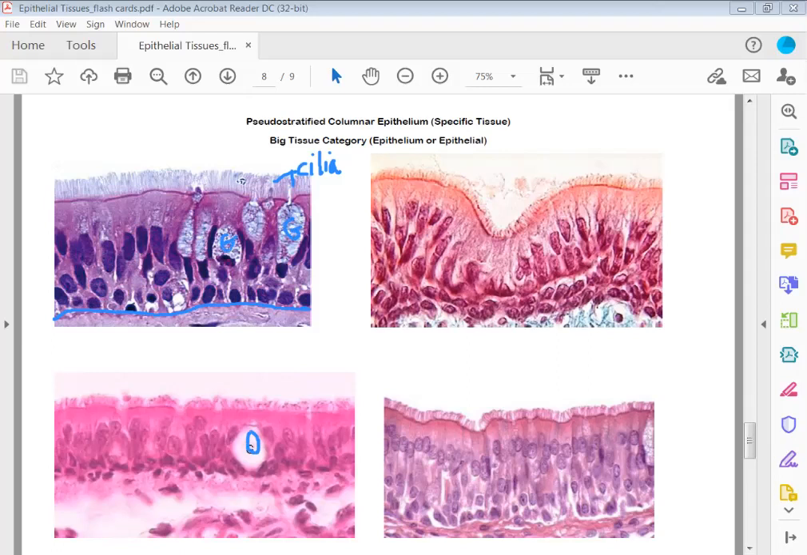So on a practical, if I ask you to identify this specific tissue, you would tell me pseudostratified columnar epithelium. If I ask you to identify the big tissue category, you would tell me epithelium or epithelial. If I ask you to identify these cells, the cell is a goblet cell. If I ask you to identify this structure on top here, those structures are cilia. And if I ask you to identify this structure down here, this is a basement membrane.